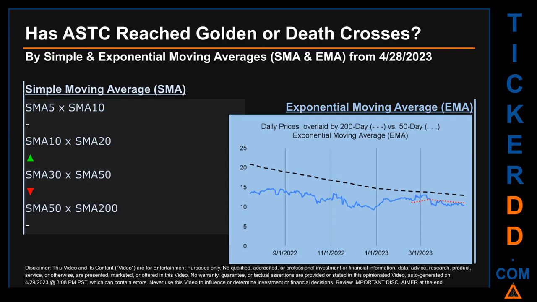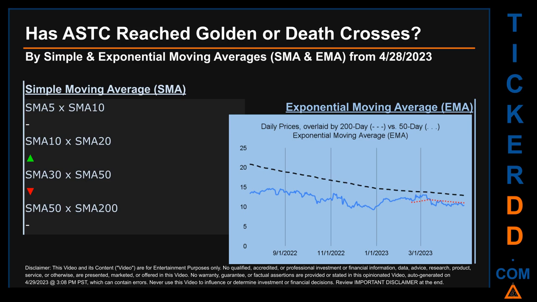Has ASTC price reached golden or death crosses? Golden cross and death cross are basic signals that compare average prices across two specified trade day ranges, a short-term versus a long-term range. For example, 5-day versus 10 trade days. Essentially, a golden cross is a bullish signal. It appears when a ticker's short-term moving average crosses above its long-term average. Vice versa, a death cross is a bearish signal when the short-term crosses below its long-term moving average.